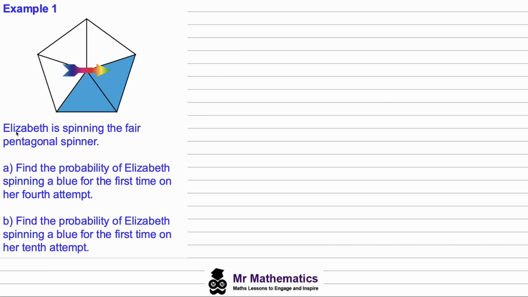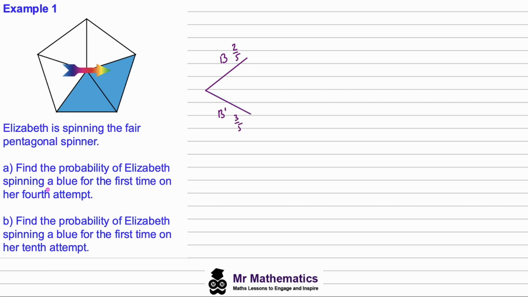So in example 1, we're told that Elizabeth is spinning the fair pentagonal spinner. We've been asked to find the probability of Elizabeth spinning a blue for the first time on her fourth attempt. So if we begin by drawing a probability tree, we start here. We can either get a blue, which has a probability of 2/5, or a white, which I'll call not blue. And this has a probability of 3/5.